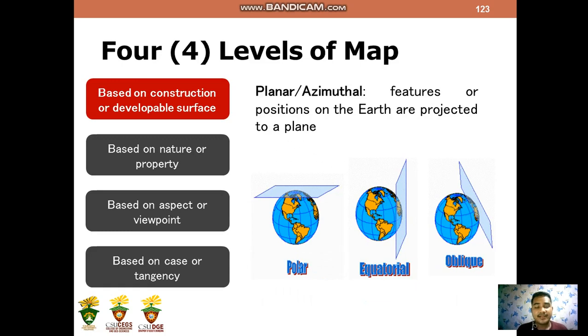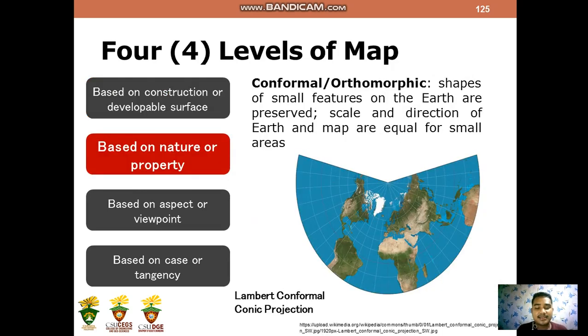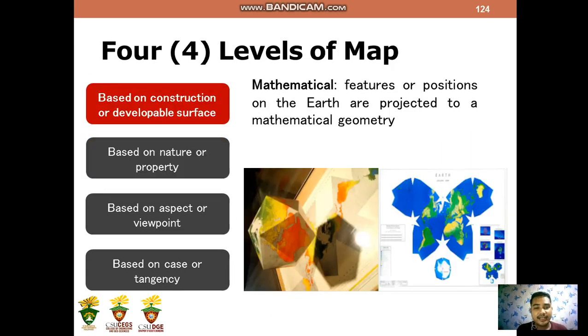And we also have planar or azimuthal. As discussed earlier, the features or positions of the map are projected onto a plane. It has different aspects: polar, equatorial, or oblique. And we also have mathematical, which is based on positions on the earth being projected into mathematical geometry. An example of this is the sinusoidal projection.